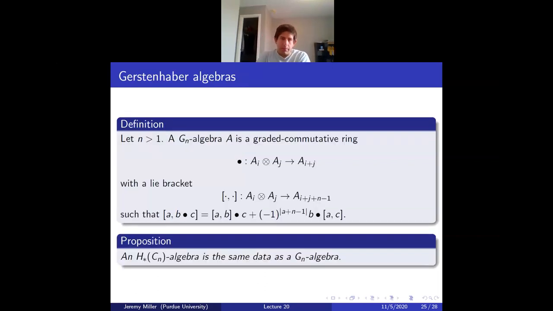Okay, so this definition is going to tell you what happens if you look at algebras over the homology of the little cubes operad. So, a GN algebra, like an n Gerstenhaber algebra. If someone wants to tell me that this is an n-1 Gerstenhaber algebra, feel free to. I'm going to call it an n Gerstenhaber algebra.